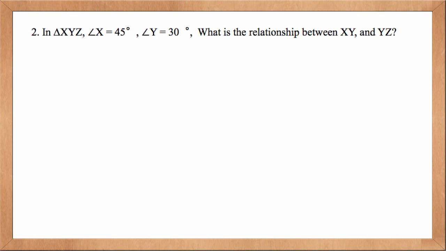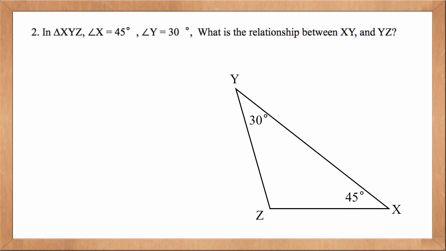Number 2, in triangle XYZ, angle X is 45 degrees. Angle Y is 30 degrees. What's the relationship between XY, which is a side, a segment, and YZ, which is a side, a segment? So I draw an example. I have angle X is 45 degrees, angle Y is 30 degrees. That means that angle Z would have to be 105 degrees.